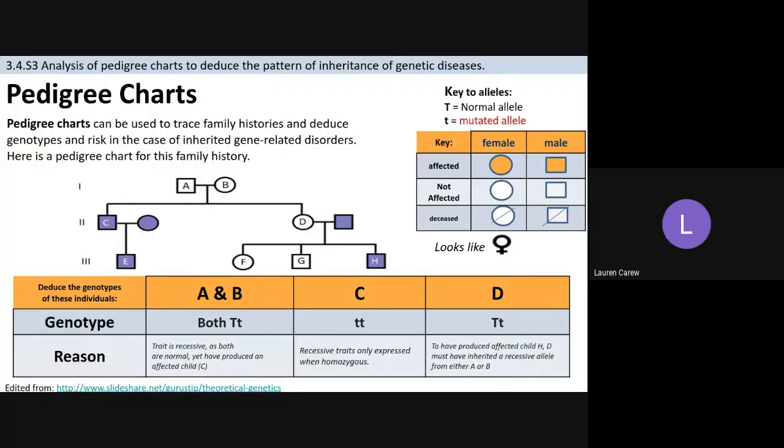And so how do we know that? Individual D married someone who has cystic fibrosis. They also, if we look at their children, have a child with cystic fibrosis. So this individual H has to be little t, little t. And remember that one allele comes from mom and one allele comes from dad. So in that case, mom, individual D, must have at least one little t, and so they must be heterozygous.